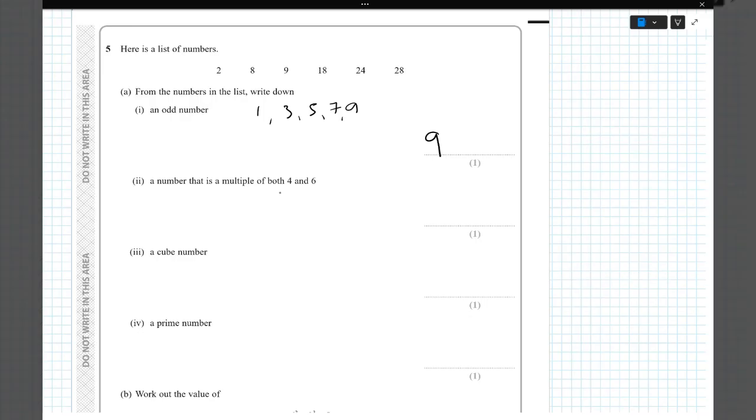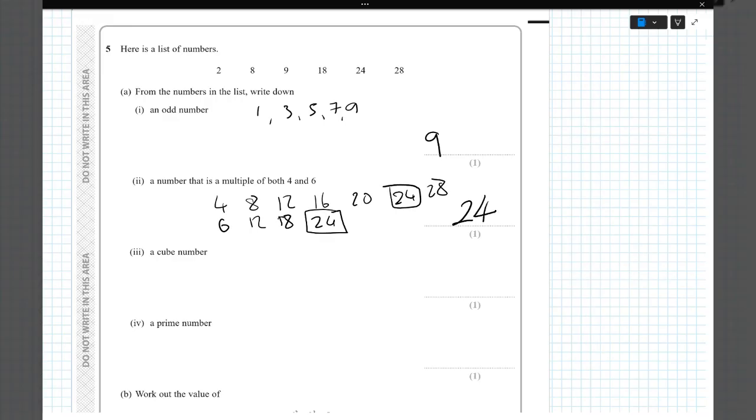Write down a number that is a multiple of both 4 and 6. So the multiples of 4: 8, 12, 16, 20, 24, 28. And then we've got 6, 12, 18, 24. 24 is in both of them and it's in the list. So 24 is what we're looking for.